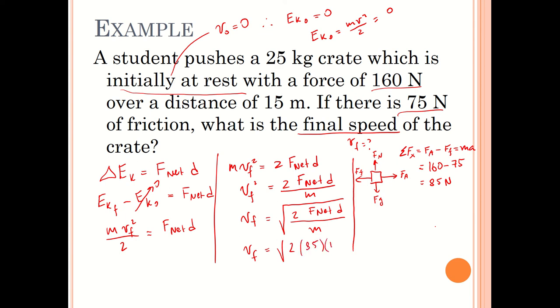times 15 meters over the mass of 25 kilograms. And then all of this, we have 2 sig figs, so the answer should have 2 sig figs. So the answer here is 10, and we have to add the decimal point here to show that we have 2 sig figs so you don't drop the 0 here. So we have 10 meters per second as our final speed.